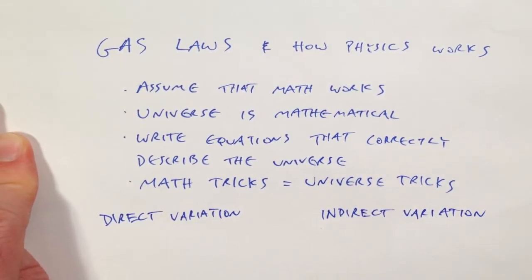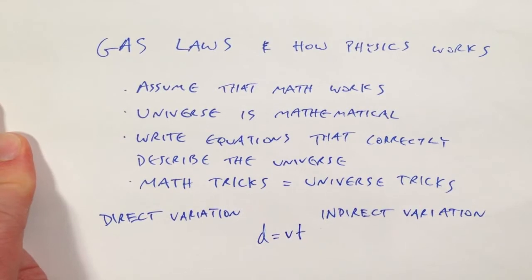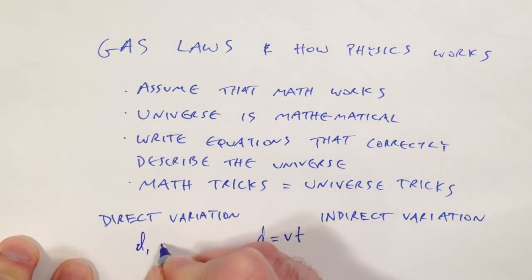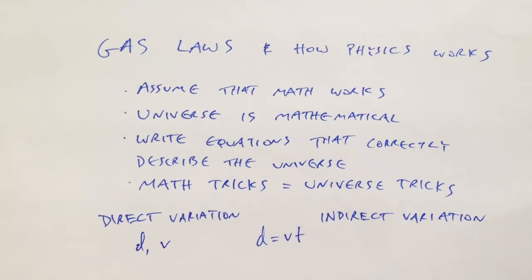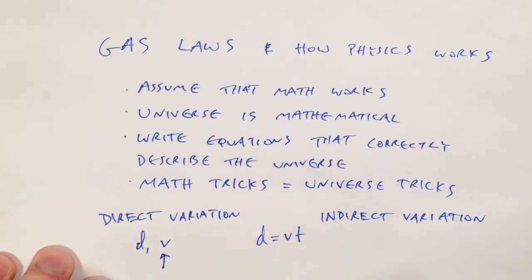And it is as easy as your favorite first semester physics equation, d equals vt. Direct variation has to do with two variables who change in the same direction, assuming that everything else is constant. So here's a good example. Distance and velocity vary directly with each other in this equation. The idea being, if your velocity increases, as in if you travel faster, then your distance should increase. You should travel farther. That's direct variation.